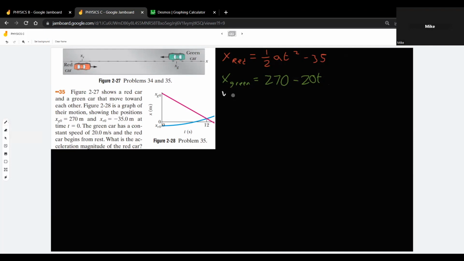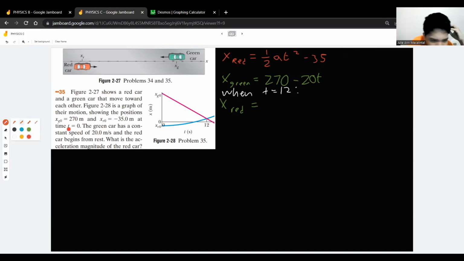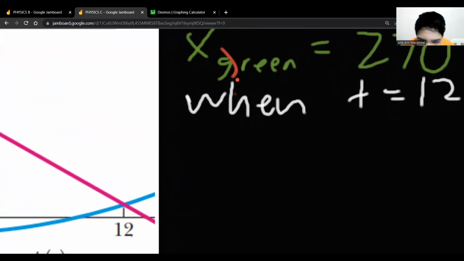Tapos, ang kailangan natin ay, what is the acceleration magnitude? Tapos, same position sila at t equals 12, no? Wait, did I mix up the colors? Oh no. Wait. Yes, okay, it's red.